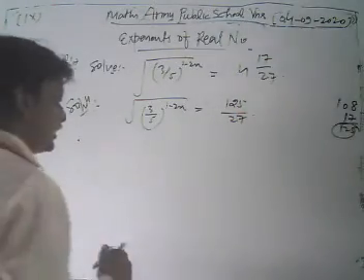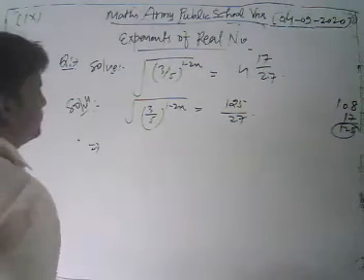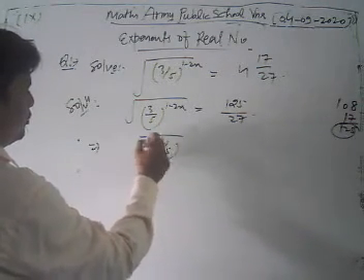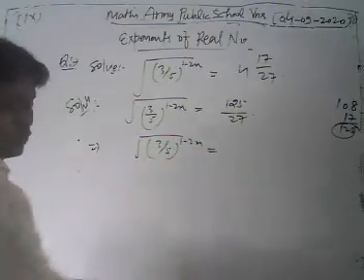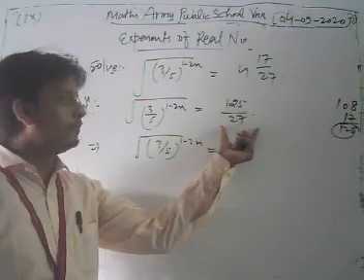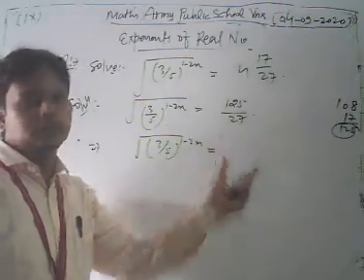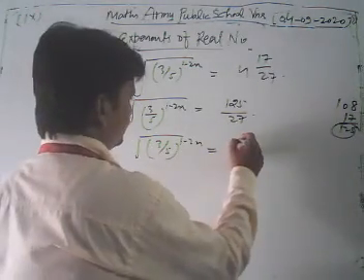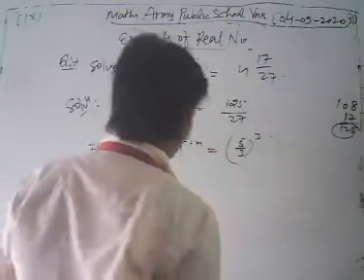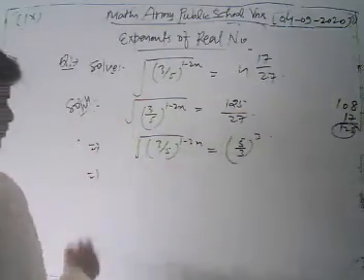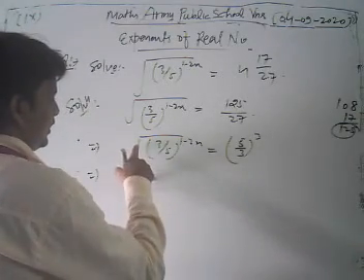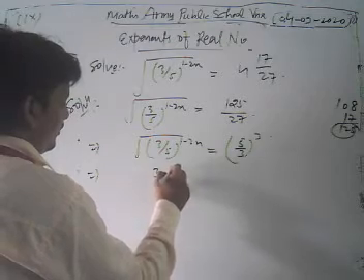Dear student, here we can write under root 3 upon 5 to the whole power 1 minus 2x is equal to what? Look, we can write 125 upon 27 as 5 upon 3 whole cube. Now look, here we can write 3 upon 5.